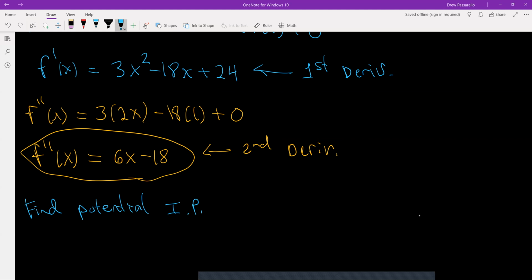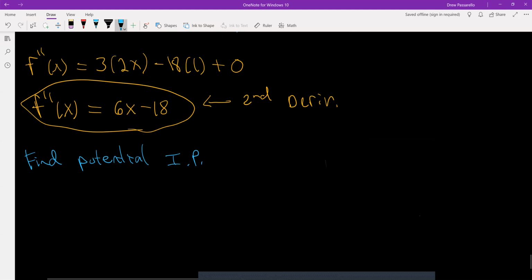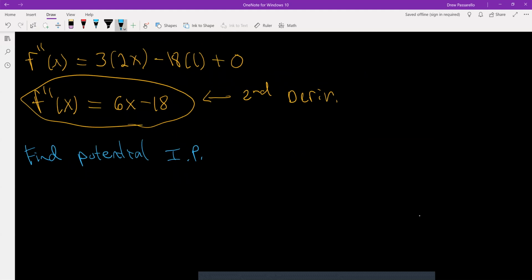All right, so either the second derivative doesn't exist or it's going to be equal to 0. There's no x values for which the second derivative doesn't exist because 6x minus 18 is a polynomial. So we only focus on when the second derivative is 0. So we're going to find x so that f double prime of x equals 0.